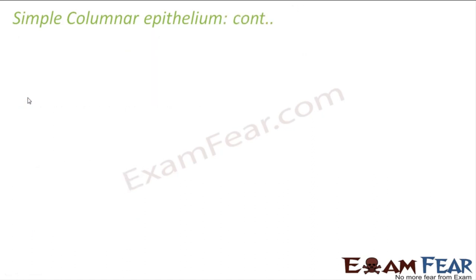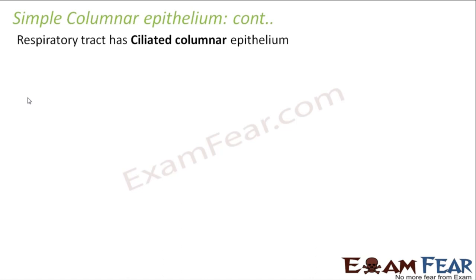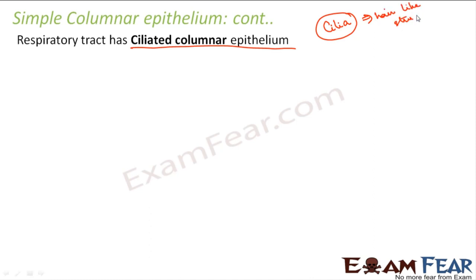Right? Okay. So now when I am talking about simple columnar epithelium, I would also like to talk about a special kind of simple columnar epithelium, which is ciliated columnar epithelium. So this special type of simple columnar epithelium is mostly present in the respiratory tract. So what is a ciliated columnar epithelium? That means a simple columnar epithelium with hair-like structures on its outer surface. So these hair-like structures are known as cilia. We have spoken about cilia in our previous lesson while we were talking about amoeba, paramecium and all, right? So what are cilia? Cilia are the hair-like structures.